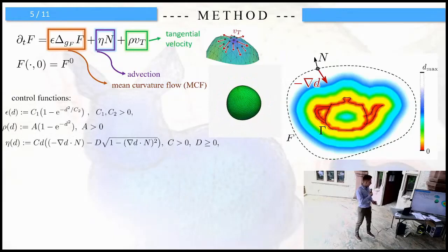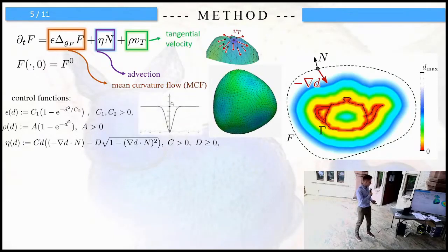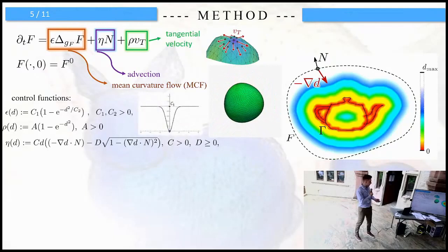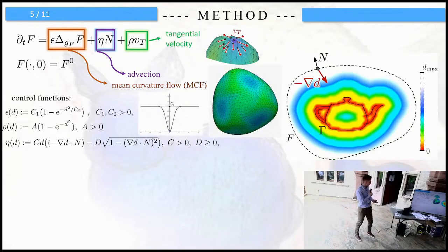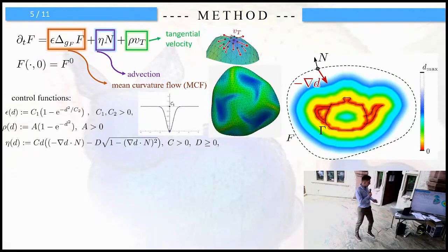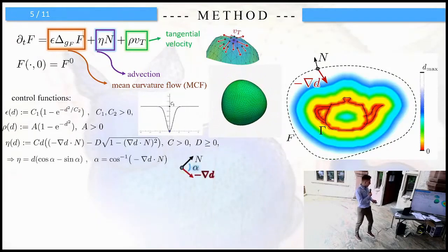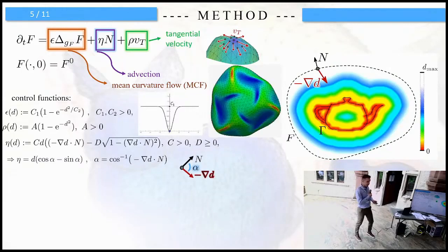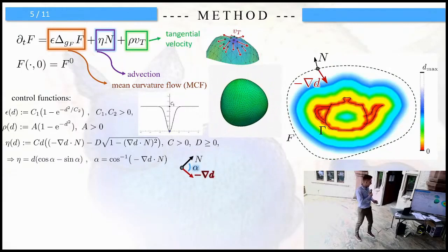Now, the control functions that we used are pretty similar in the first and the third term. There's just a little inverted exponential, sort of Gaussian. And the eta function actually also contains the dot product between the negative gradient of distance and the unit normal to the surface. So what it basically does is that it rotates the surface so that these two vectors align.